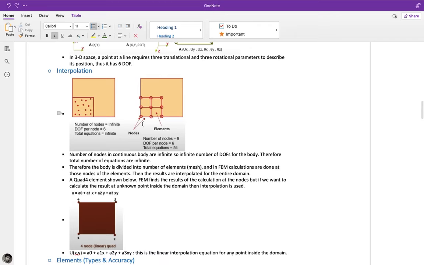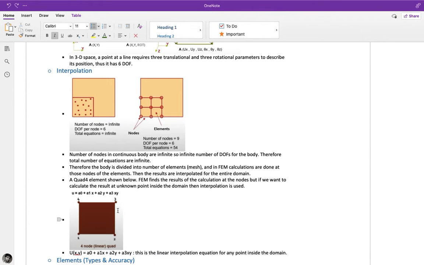And what do you mean by interpolation? Why do we need interpolation? If there are a number of nodes in a continuous body, which is basically infinite, then we will get infinite degrees of freedom for the body. Therefore, the total number of equations, the system of equations, will be infinite. So the body is divided into a number of elements, which is also called a mesh, and the FEM calculations are done on the nodes of the elements. And then these results are interpolated for the entire domain.